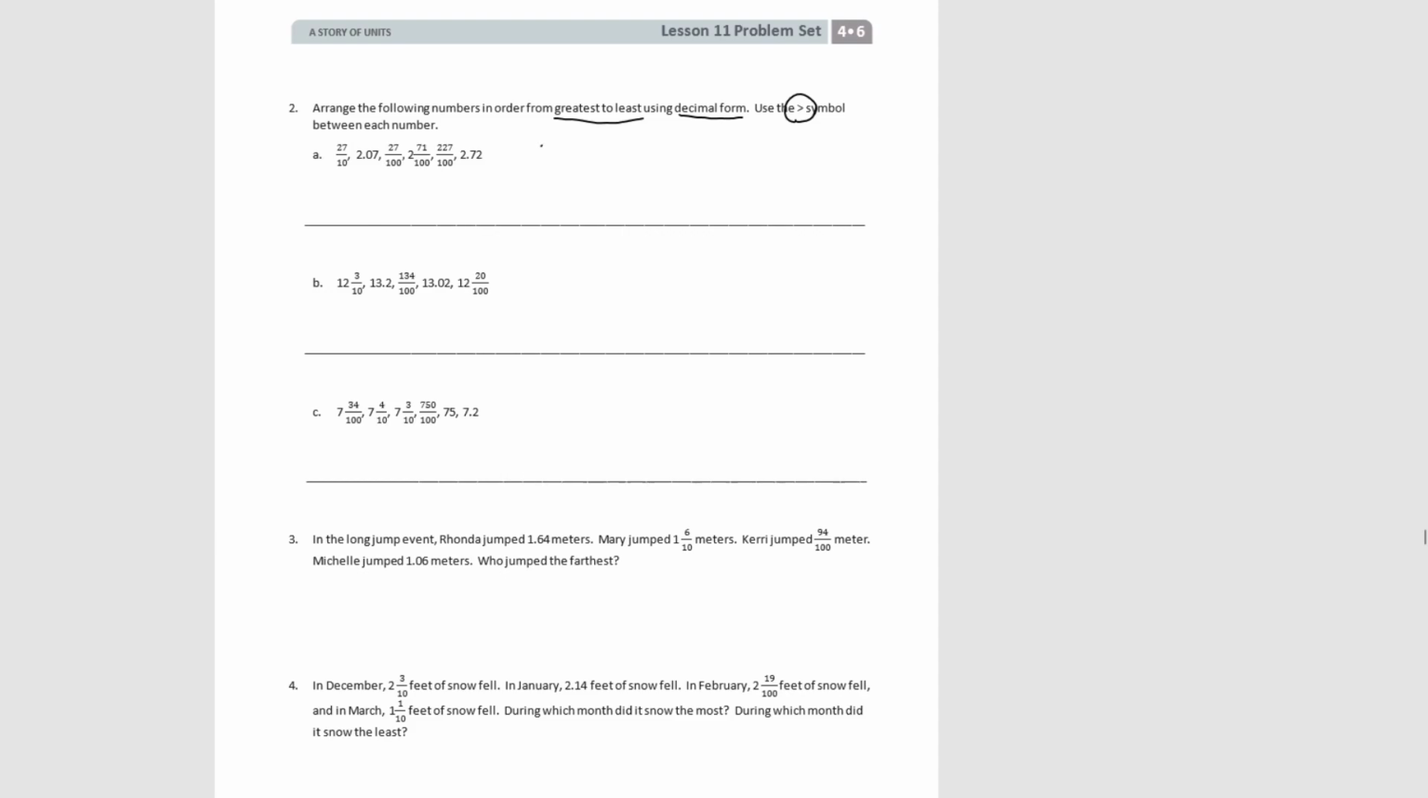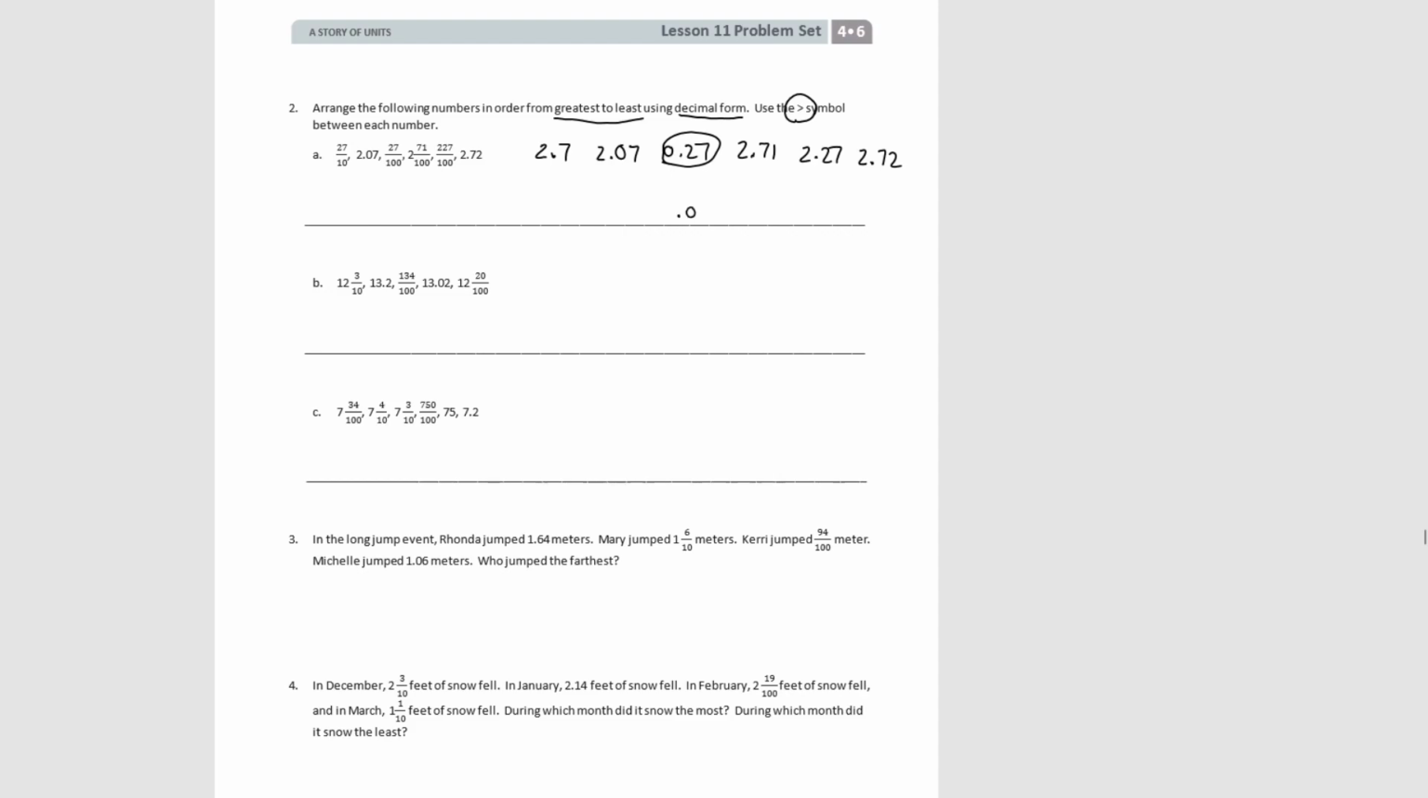So 27 tenths is 2 and 7 tenths. Then I have 2 and 7 hundredths. Then I have 27 hundredths. Then I have 2 and 71 hundredths. And then this would be a mixed number of 2 and 27 hundredths, and finally 2 and 72 hundredths. So looking at these, I can see right away that my least one is going to be this one because it doesn't have a whole number part.